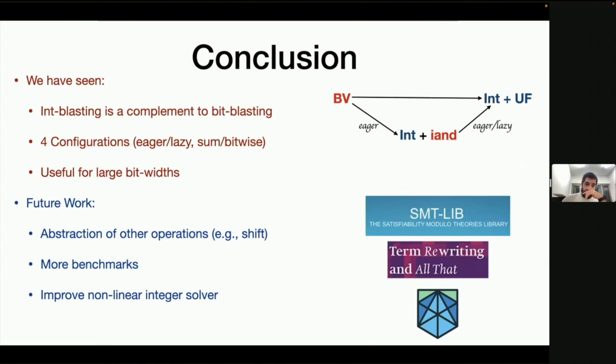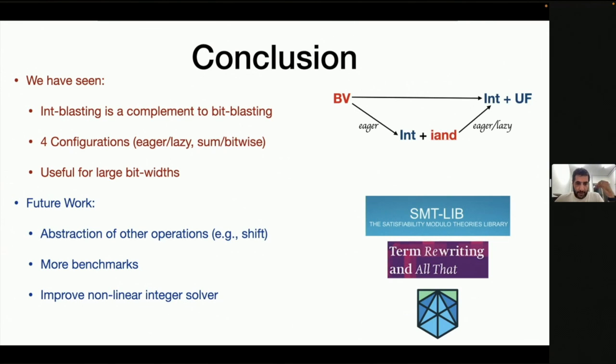Okay, so here I'll conclude. We've seen an approach for solving bit vector formulas, especially for large bit widths, and the motivation here was formulas with large bit widths, especially coming from smart contract verification. We see that it is not completely competitive in general with bit blasting, but can serve as a complement to bit blasting. We've seen 4 different configurations with either eager or lazy and 2 types of encodings. And we've seen that it is good in several cases for large bit widths.